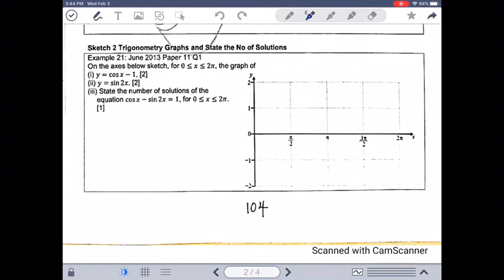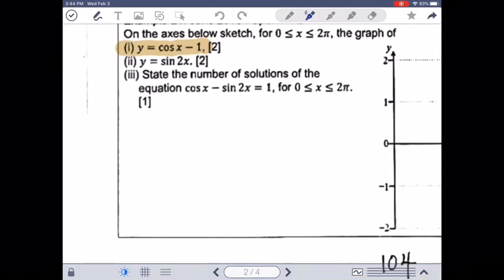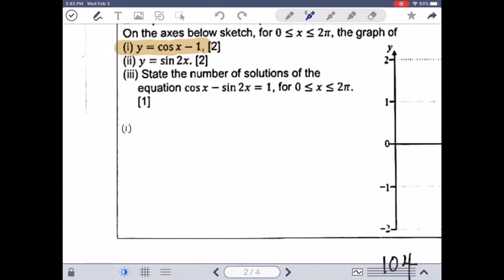Now let's move to the next example. June 2013, paper 1-1, question number 1. On the axis below, sketch for 0 until 2 pi the graph of, number 1, y equals cos x minus 1. So we need to sketch this. And we know that this is just y equals a cos nx plus c.